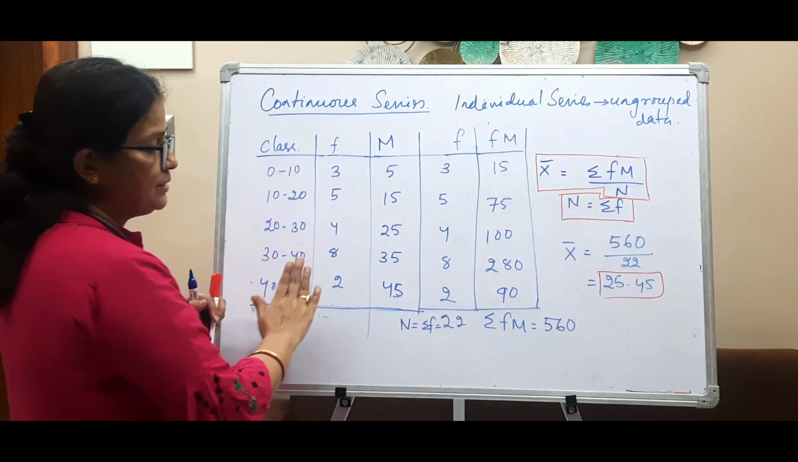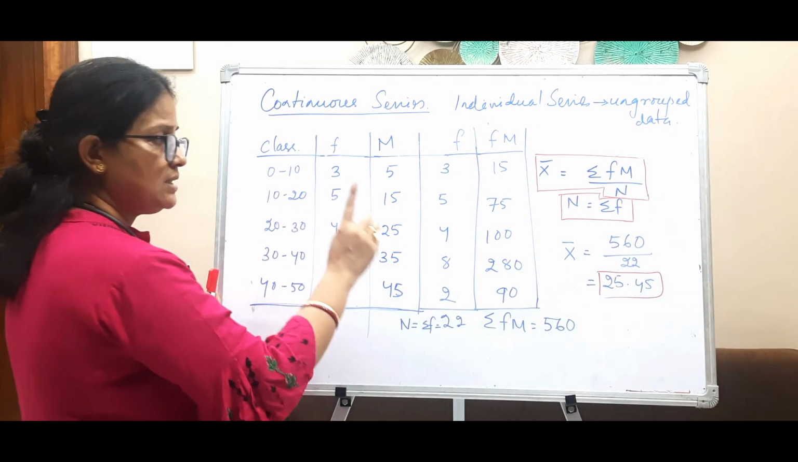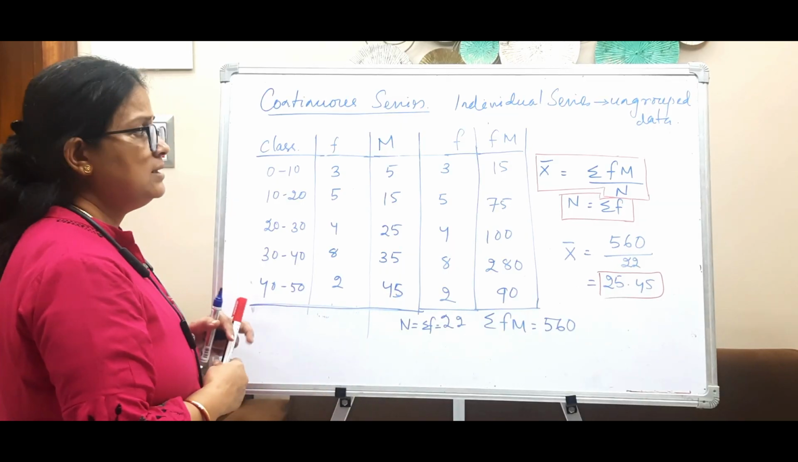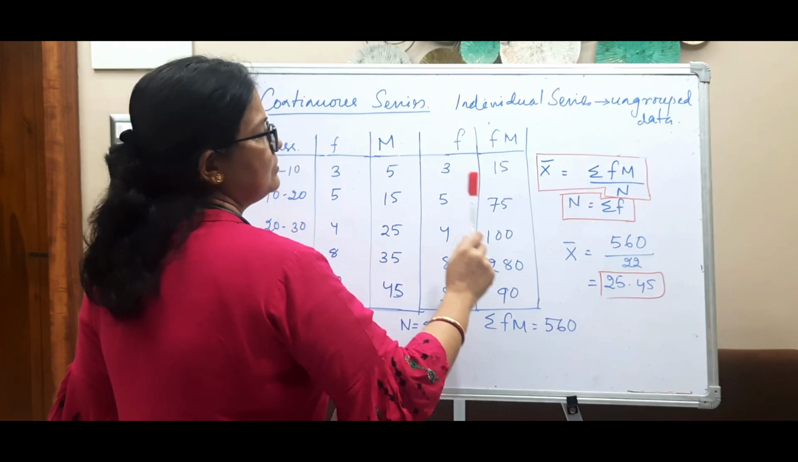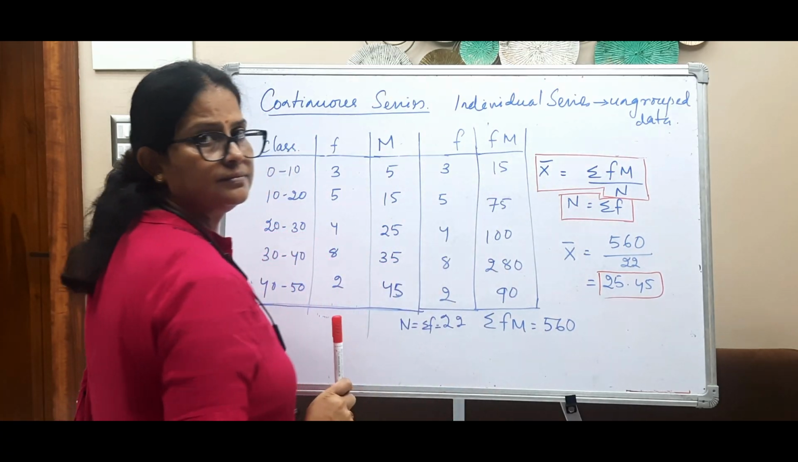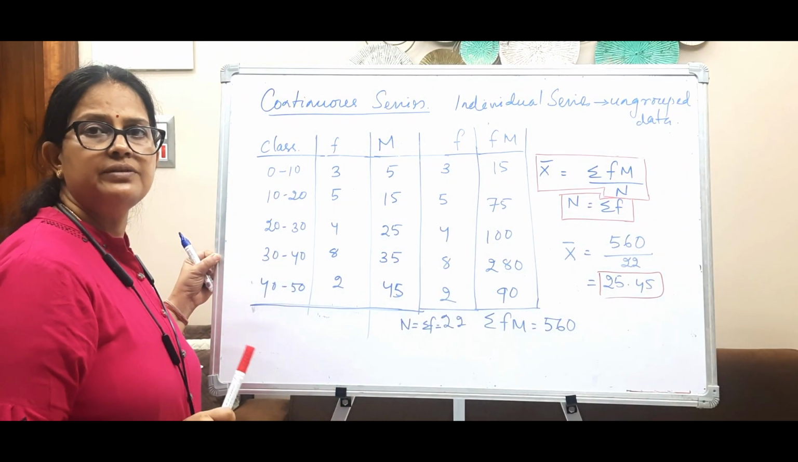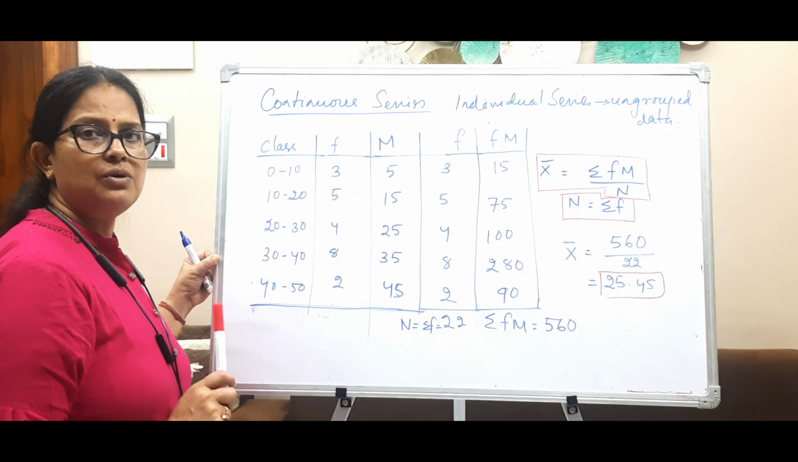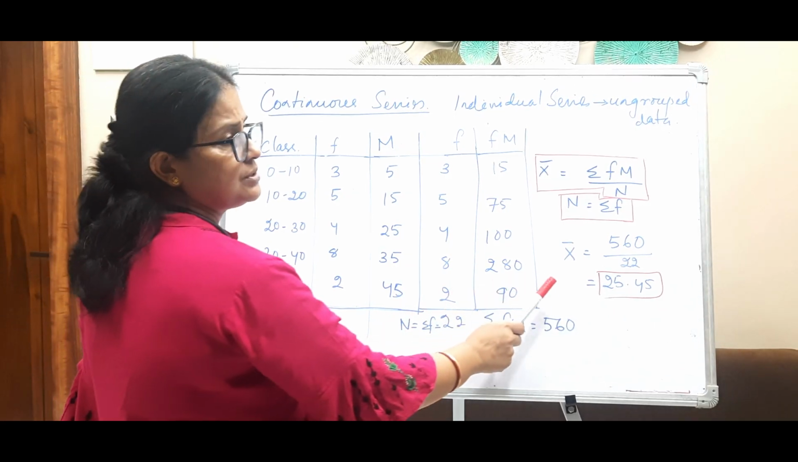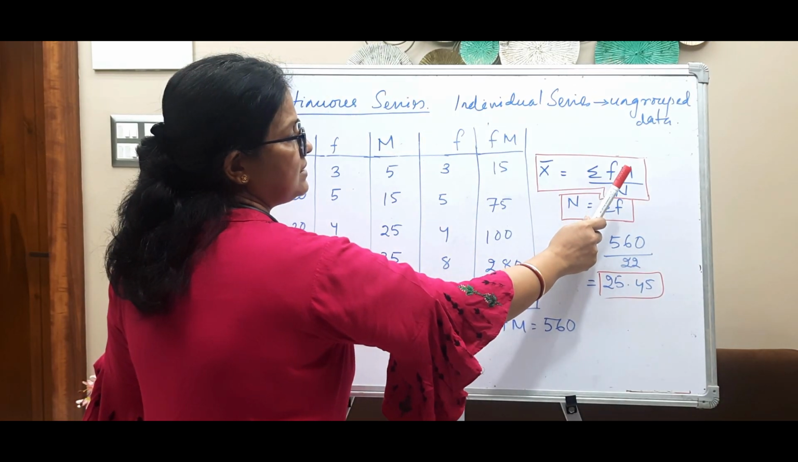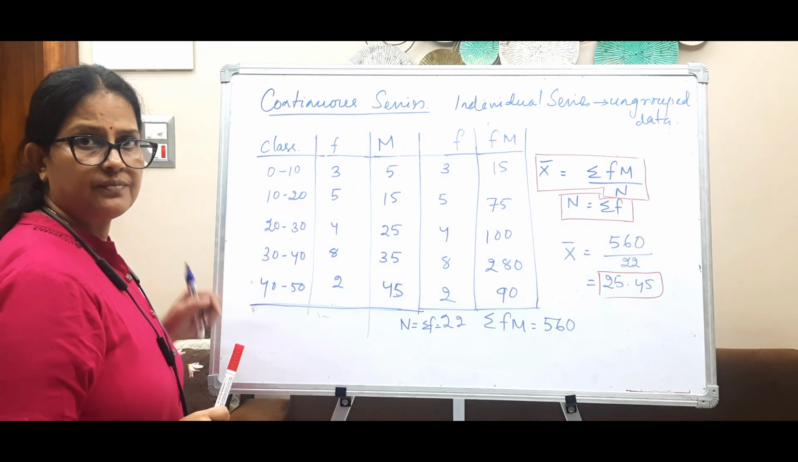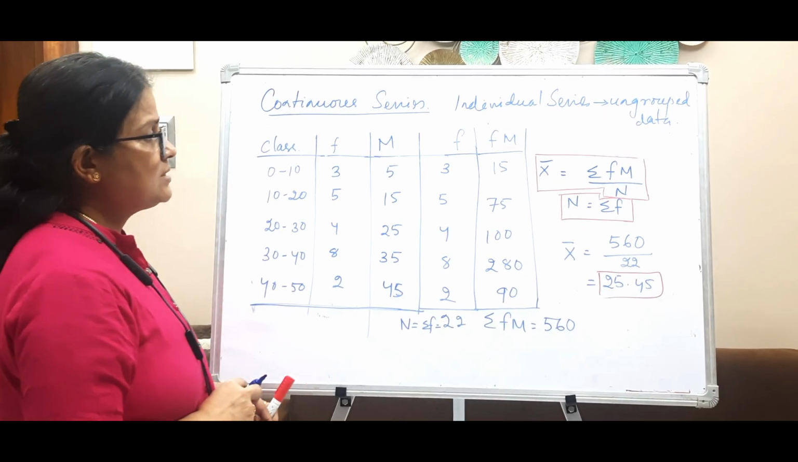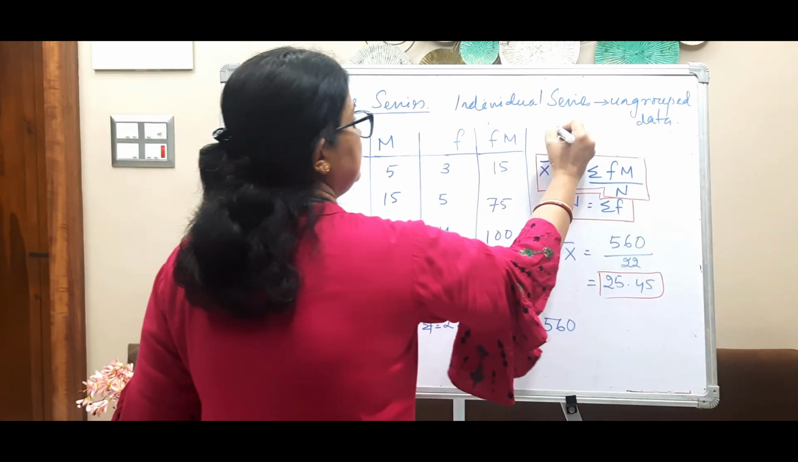So we have converted the continuous series into a discrete series, and just where we were using x, we are using m in place of x. So in all the formulas, we use m in place of x. So next formula, this is for the direct method.